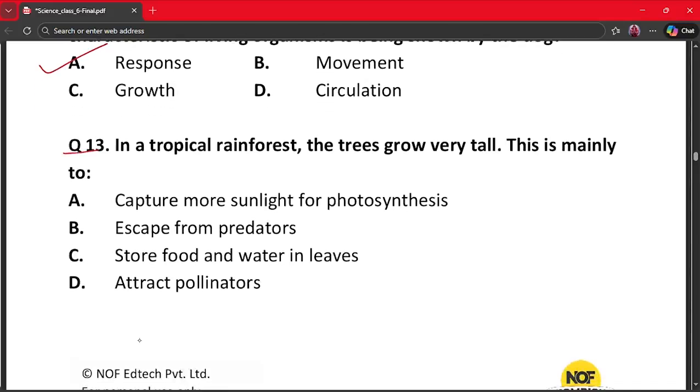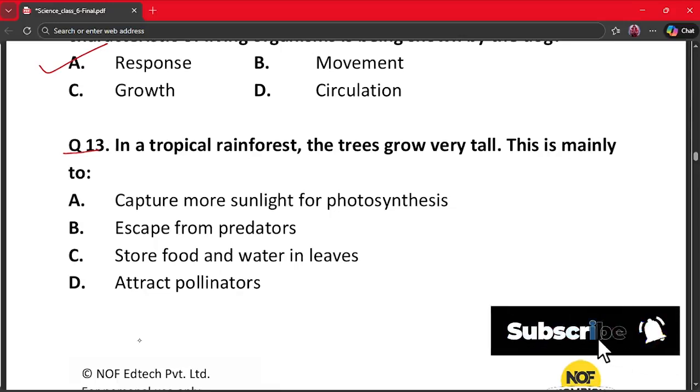In a tropical rainforest, the trees grow very tall. This is mainly to A. Capture more sunlight for photosynthesis, B. Escape from predators, C. Store food and water in leaves, and D. Attract pollinators. The correct answer is option A.